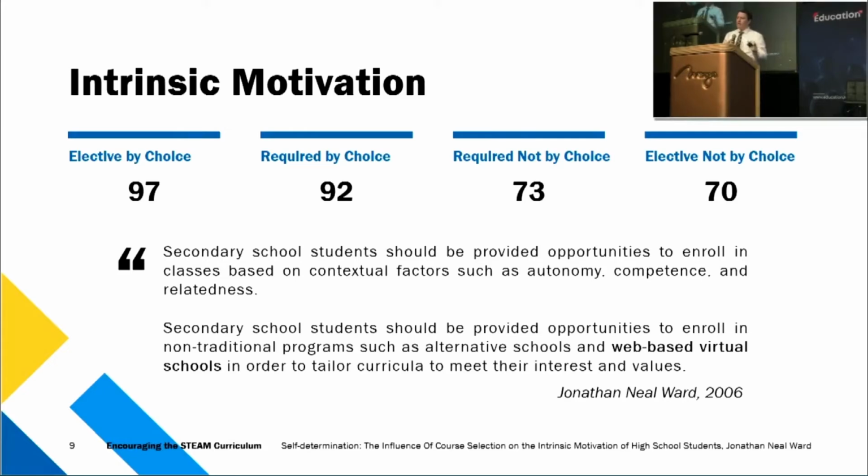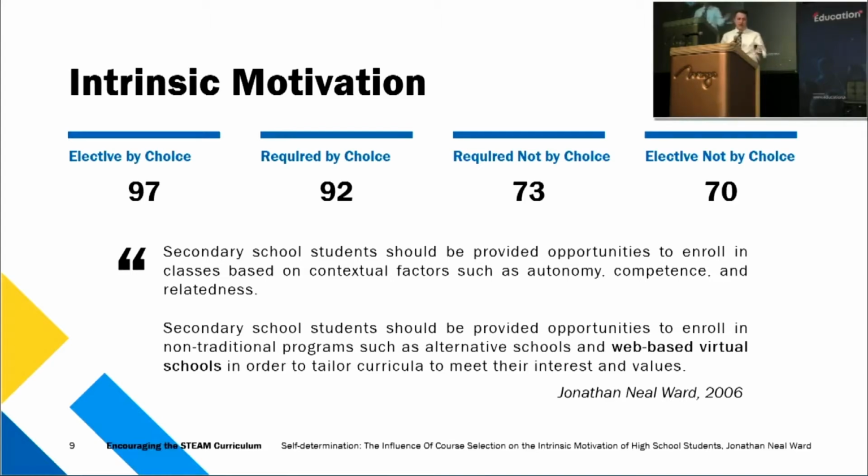So the highest rating was when the students got to choose their own electives. When they got to choose between required classes, 92, when they were given required classes, 73, and electives that they were given, so not part of the core curriculum, only 70. Students want to choose their own electives.